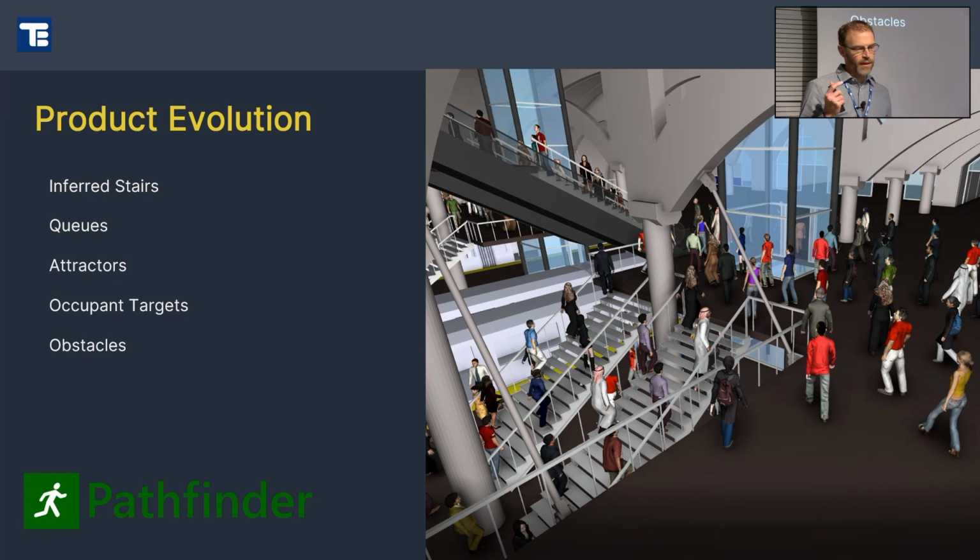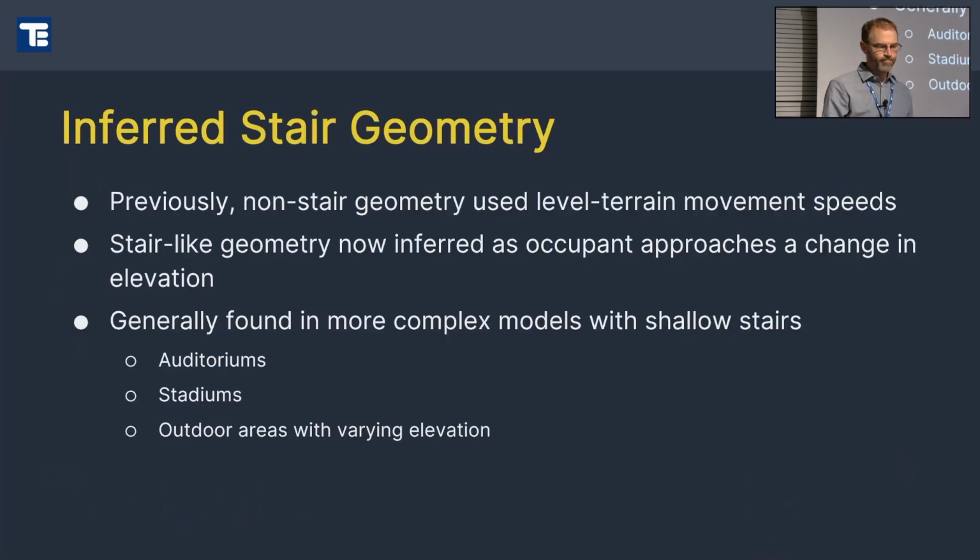On the Pathfinder side of things, there have been a few interesting developments there, a lot of them more targeted around the agent behavior. One interesting one is what we've called internally inferred stairs. Previously, any geometry in a Pathfinder model that was not officially a stair used the level terrain walking speed, so your typical 1 point something meters per second free speed. Where this came into an issue is, like we saw some stadium models yesterday where it's not exactly a stairway, it's like this multi-connected semi-vertical surface.